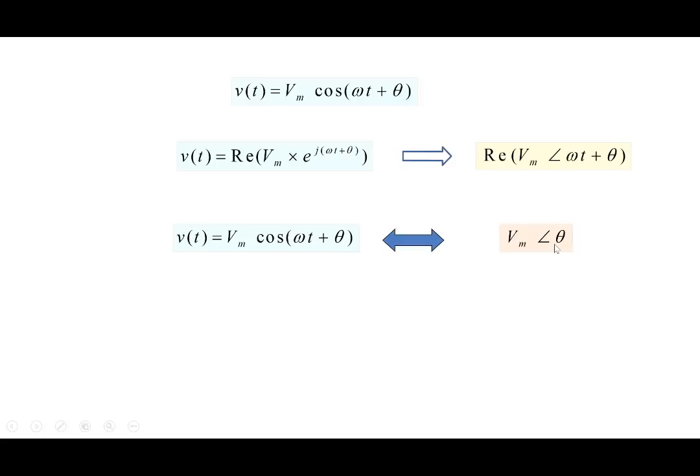So if you see Vm angle theta, it implies a signal in the circuit of the form Vm cos omega t plus theta. On the other hand, if you have a signal like this, it implies a complex variable of the form Vm angle theta here. This is what we call a phasor. This representation of a sinusoidal signal in the form of a complex variable, having the amplitude and this phase part theta, is what we call a phasor. So Vm angle theta is nothing but Vm e to the power j theta. So that's the concept of a phasor.